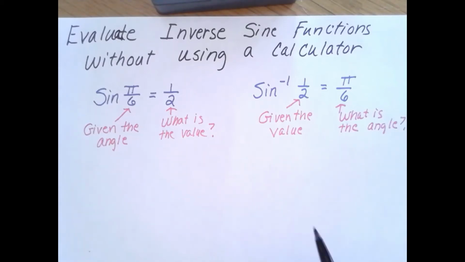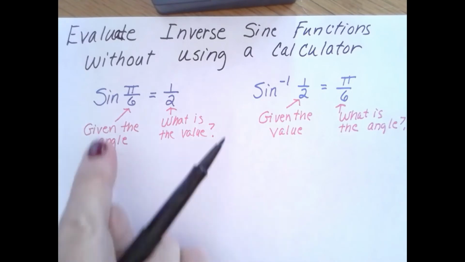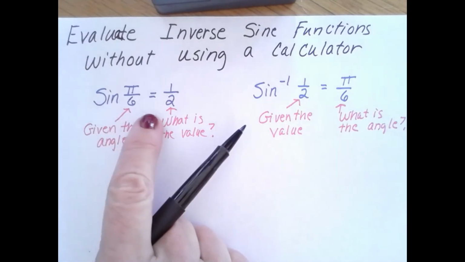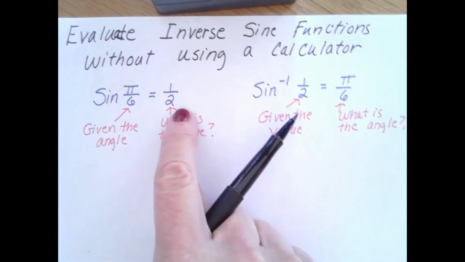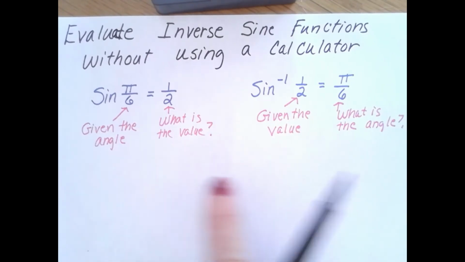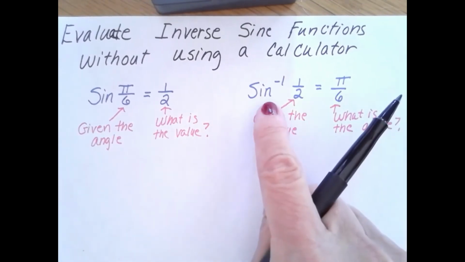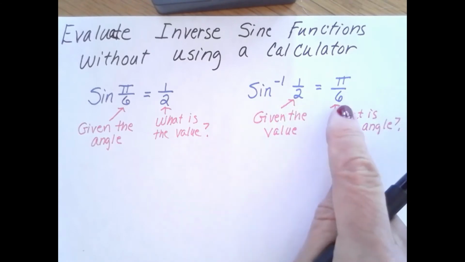Evaluate inverse sine functions without using a calculator. Finding the inverse of a trig function is like going backwards. For instance, we have sine of pi over 6 is equal to 1/2. Given the angle of pi over 6, what is the value? That's what we've been doing. The inverse sine of 1/2 is equal to pi over 6.